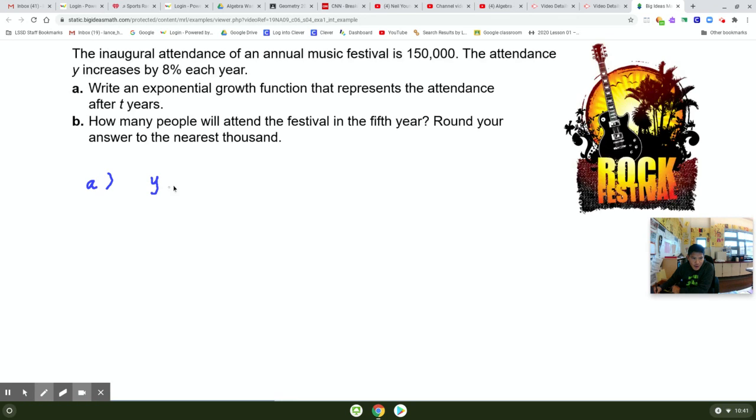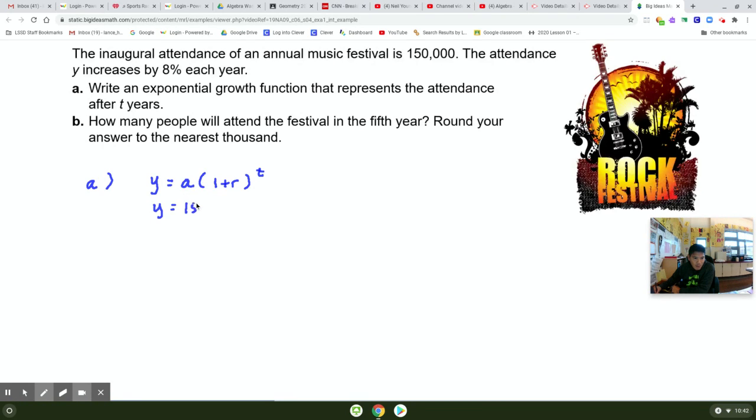So remember that your equation should look like this. Y equals A times a quantity 1 plus r, all of that raised to the t power. So here are the things that we need to figure out. A, the initial or starting amount. The initial or starting amount is 150,000. So that's A in this case.